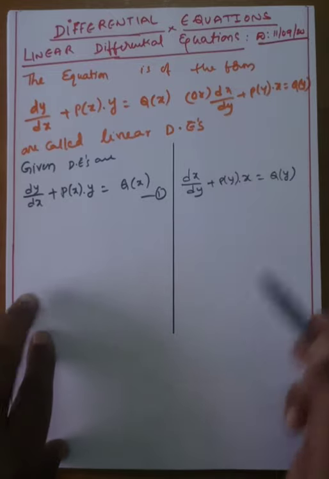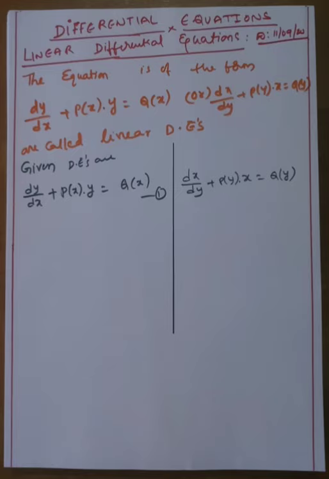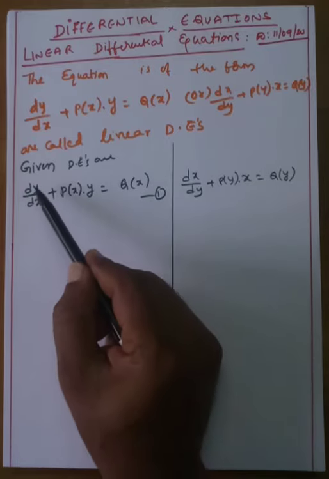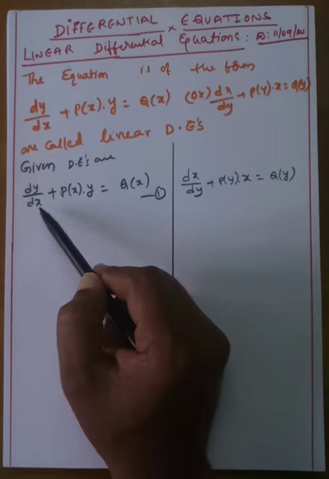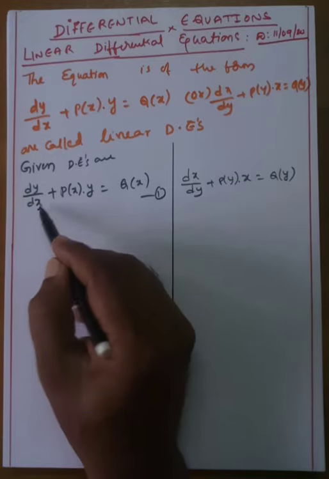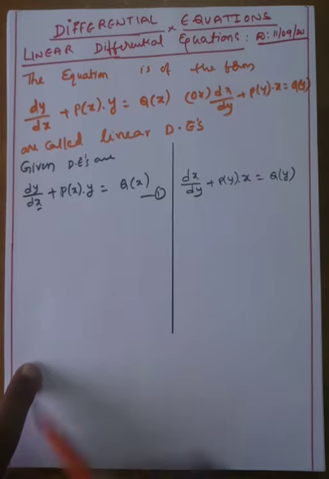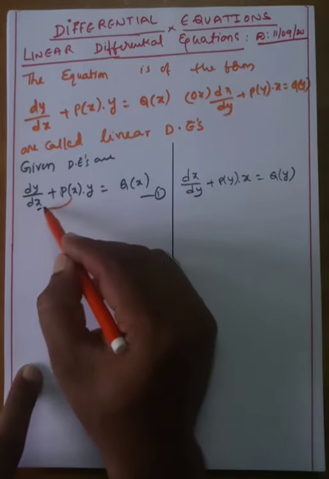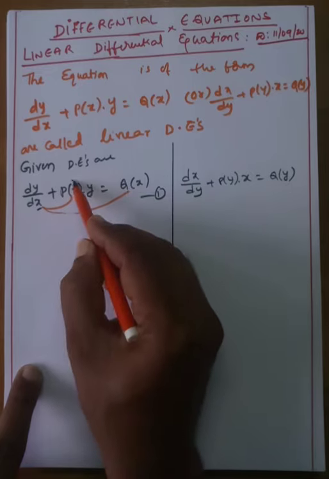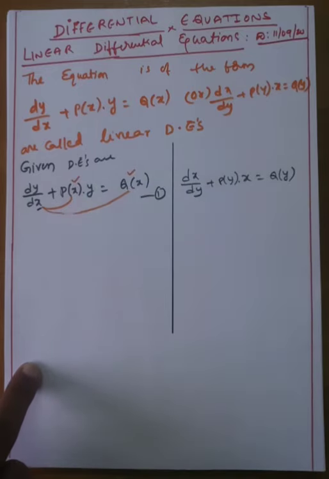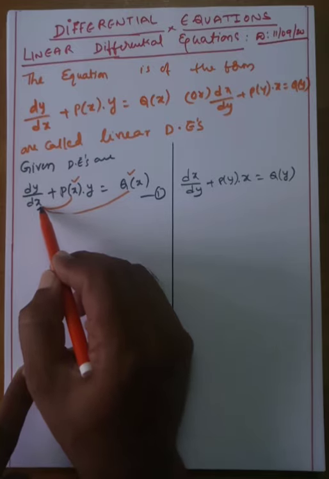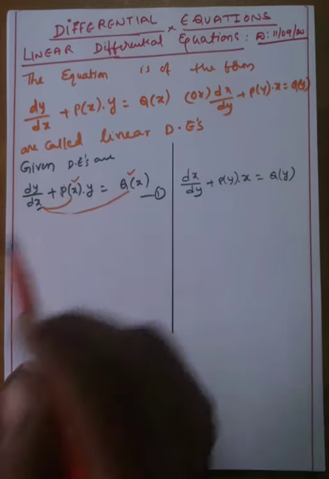First, read which type is there. dy by dx plus p of x into y is equal to q of x. dx by dy plus p of y into x is equal to q of y, my dear friends. Here y is the dependent variable, x is the independent variable. Where x is the independent variable means the functions p of x and q of x must and should be in variable x. Here the independent variable x means both p and q are the functions in x only.